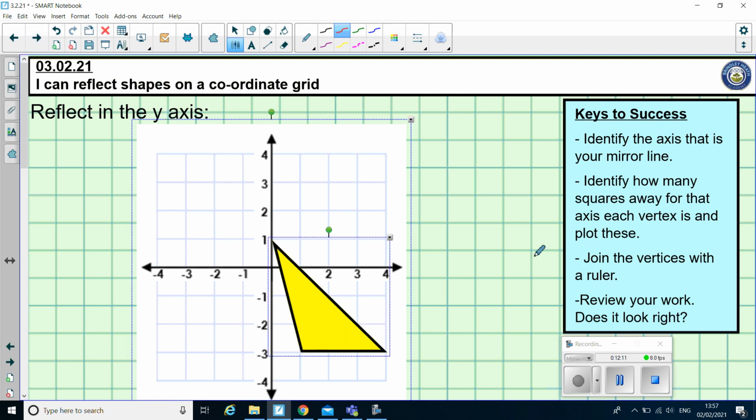Okay, another one. It's getting harder now, year 6, so you're going to have to look really carefully at this one. Pause the video now and have a go at home.